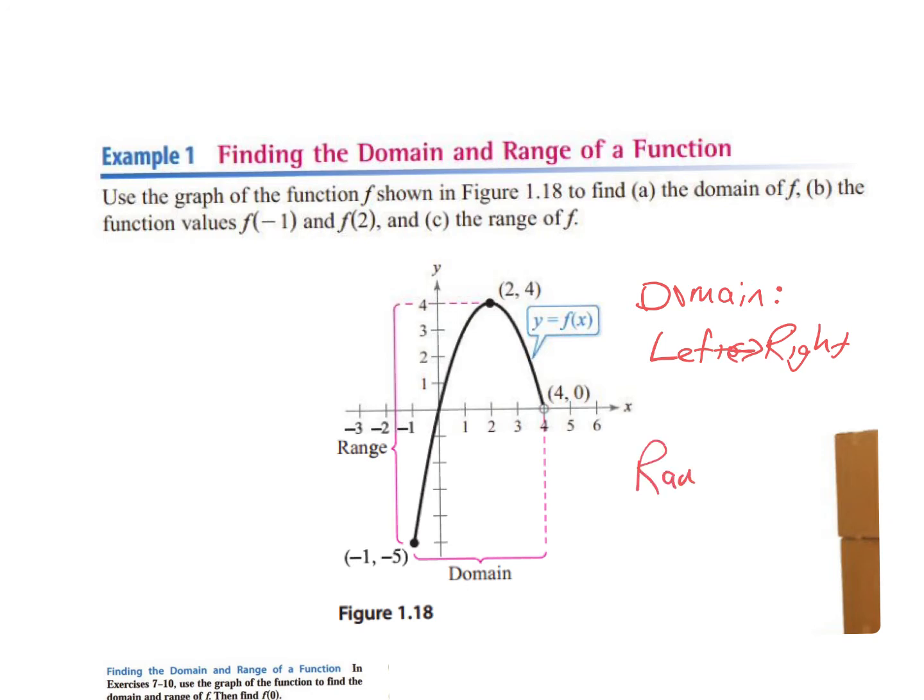Range. Anybody know how we read range? Up and down. We're going to go from low to high. So we'll say low to high, bottom to top. But you always read domain left to right, and range is bottom to top. Okay? Domain is our X values. Range is our Y values.